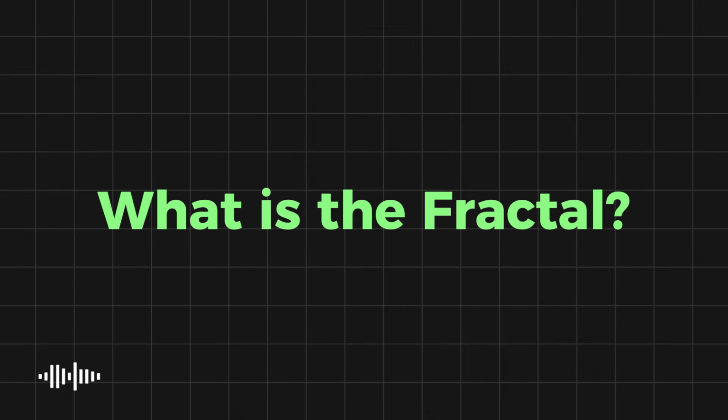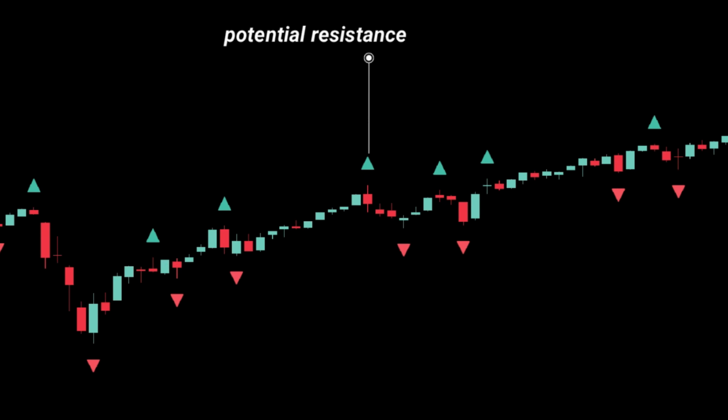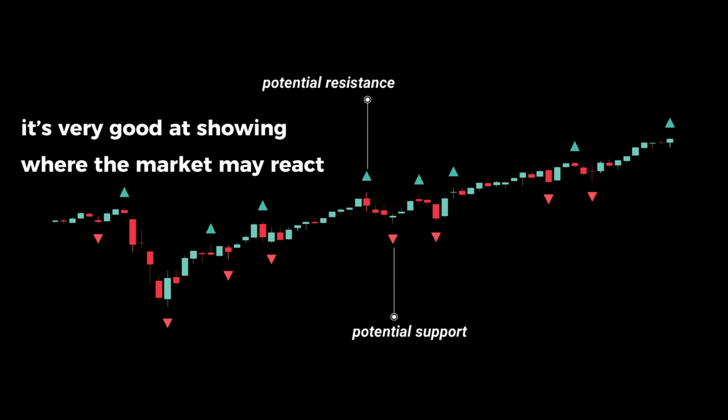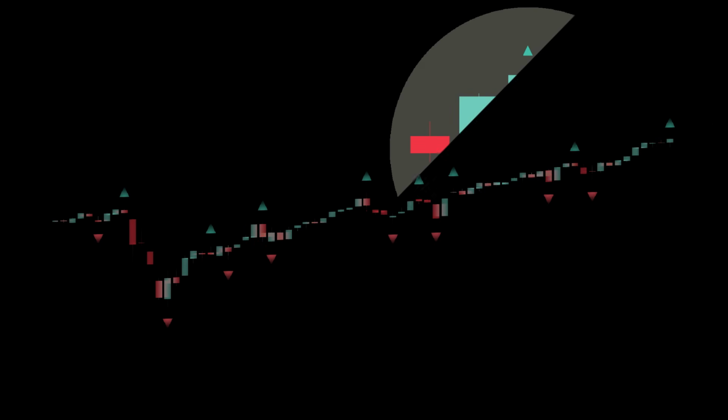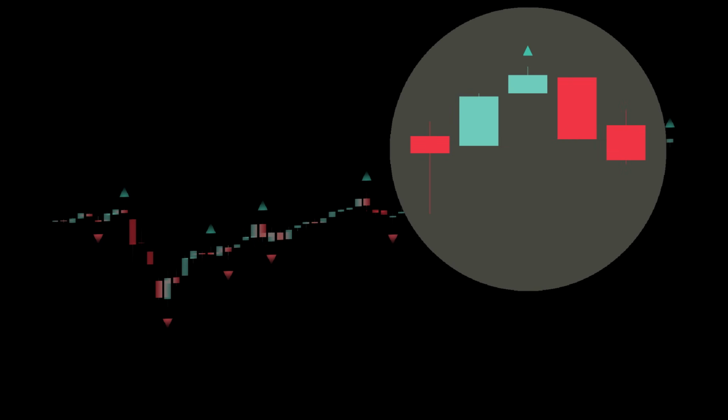What is the fractal? The Williams Fractal is a very simple and useful indicator. A top fractal can act as potential resistance and a bottom fractal can act as a potential support. So it's very good at showing where the market may react. Generally, the indicator is formed by 5 candlesticks on the price chart and shown with an up or down arrow to signal its high or low status.